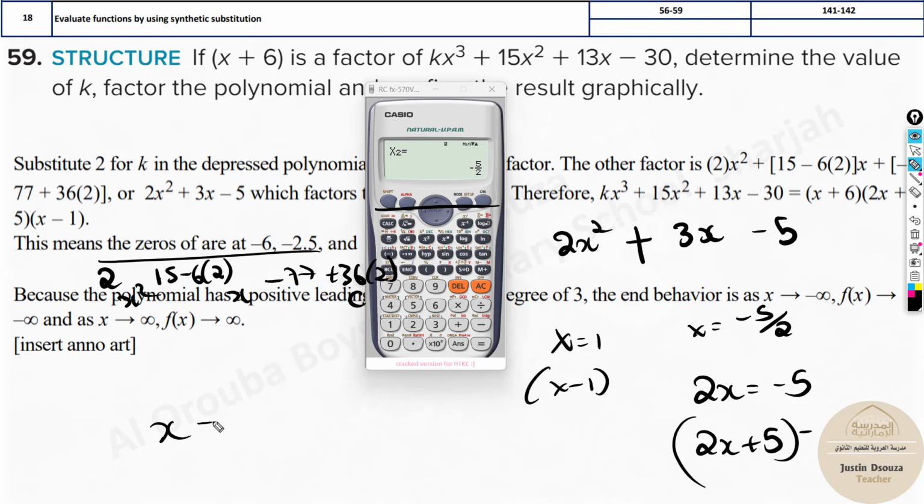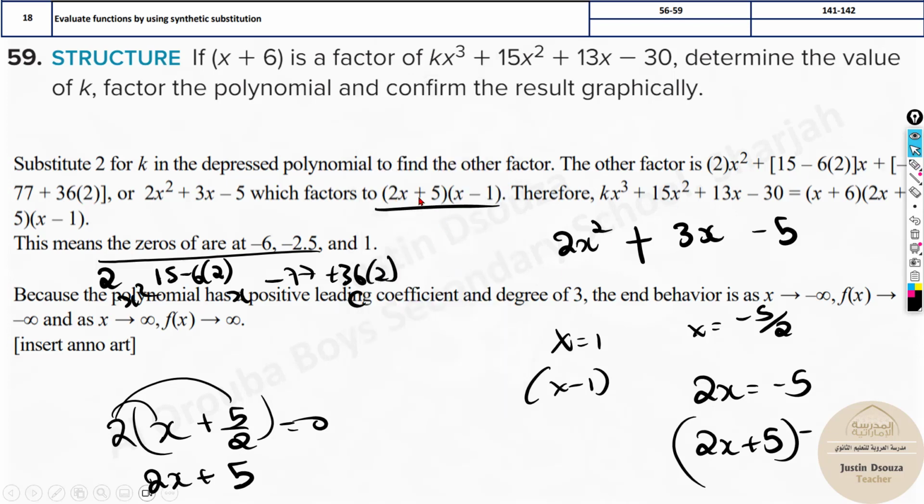Or there is one more way. x, take this entire thing to the other side. It will be x plus 5 by 2 equals 0. Now multiply throughout by 2. It will be 2x plus, see, it's like this 2. It will be here 2x, 2 and 2 cancel, you will remain with 5. The factor will be 2x plus 5. Any method you do, you'll get that answer. 2x plus 5 and x minus 1. So that is the factor.